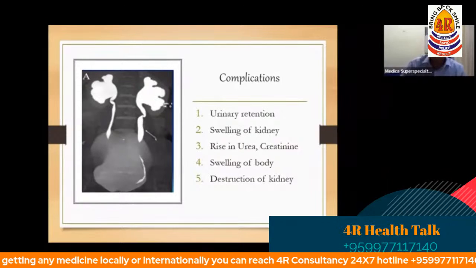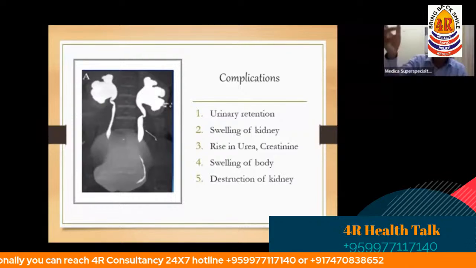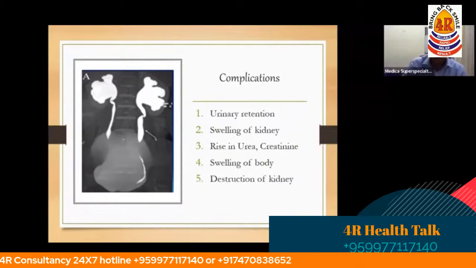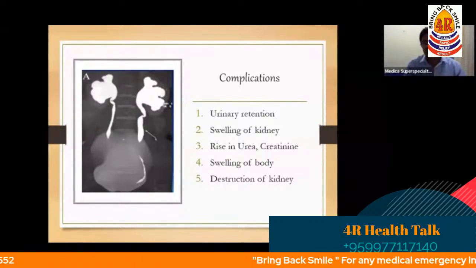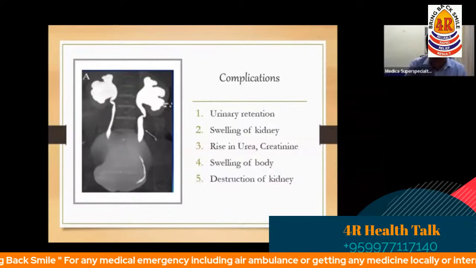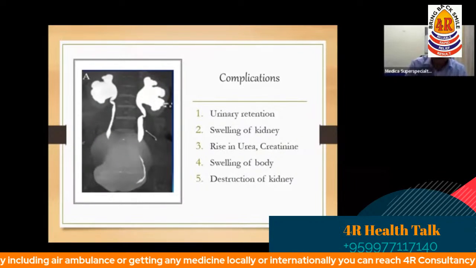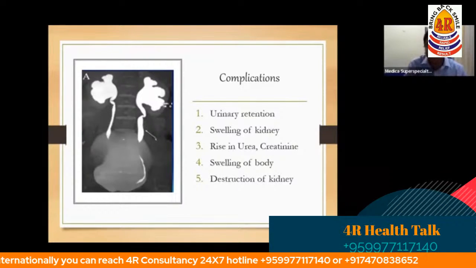So there will be urinary retention. Once there is urinary retention, the kidneys won't be able to effectively pass urine into the bladder. As a result, the kidneys will keep swelling and the urea and creatinine start to rise. And as a result, the body swells and the kidneys get destroyed. It may end up with dialysis. So this is a very dangerous complication. In today's era, thankfully, people are aware and they come much earlier. But still, we get patients who come with bilateral hydroureteronephrosis, as you see in the picture. Next, please.